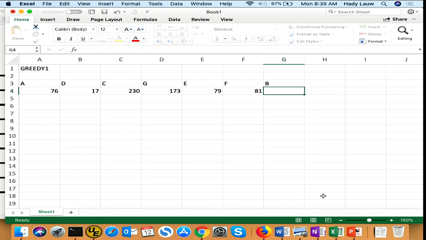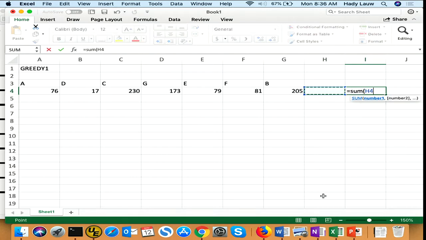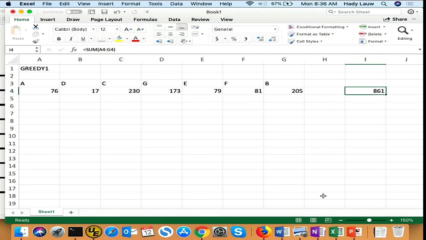Now from B, I have to return back to A, so I have to consider the return distance, which is 205. So in this case, I'm going to get the following tour, and the total sum of that is going to be 861. So this will be the greedy one.